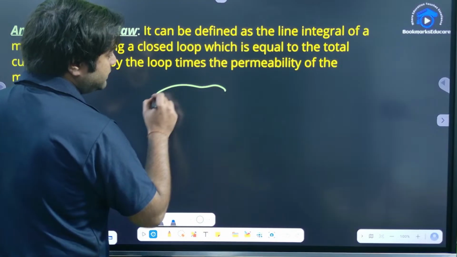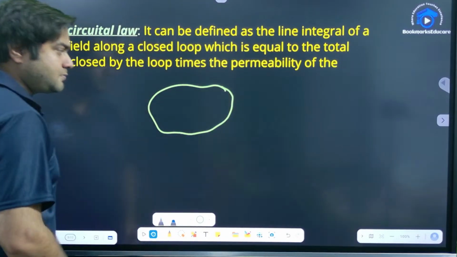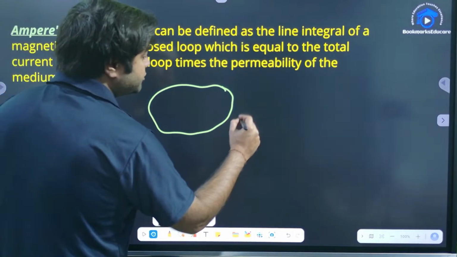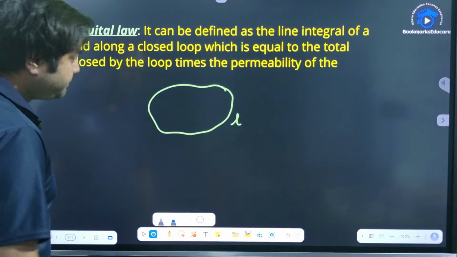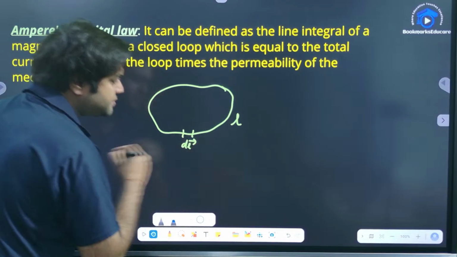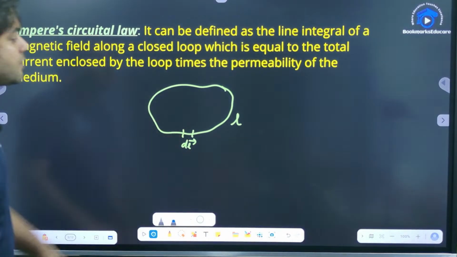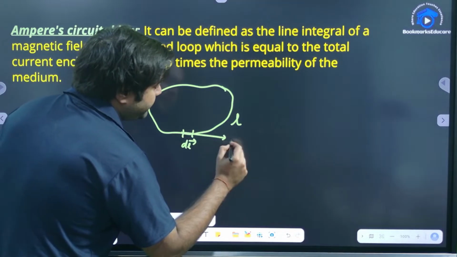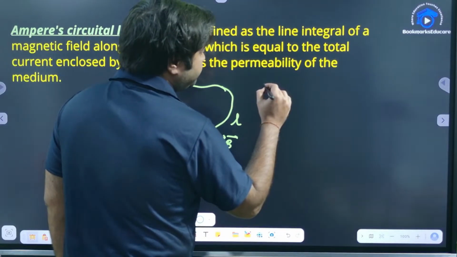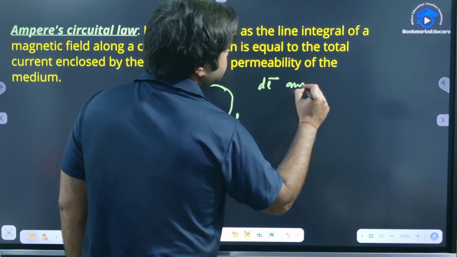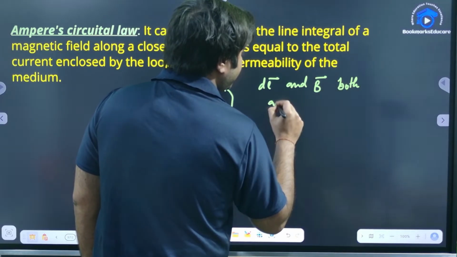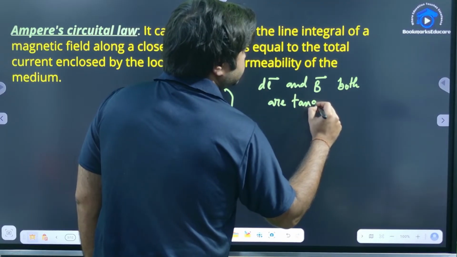If you are taking a closed contour, this closed contour, of total length L, and here we take an infinitesimal length, suppose this is dl. Upon this closed contour, if the magnetic field is tangential, you can see that the direction of dl and B are both tangential.